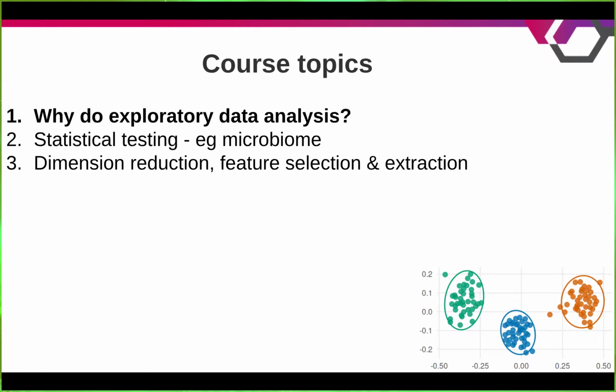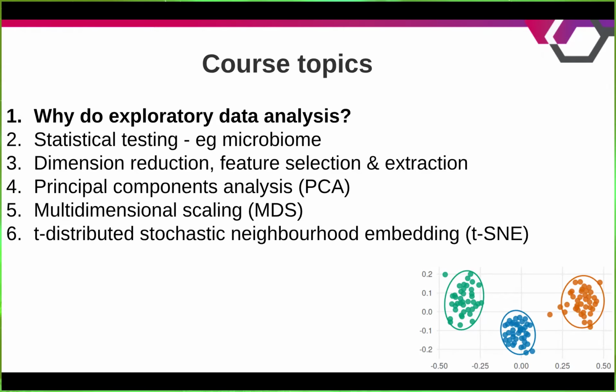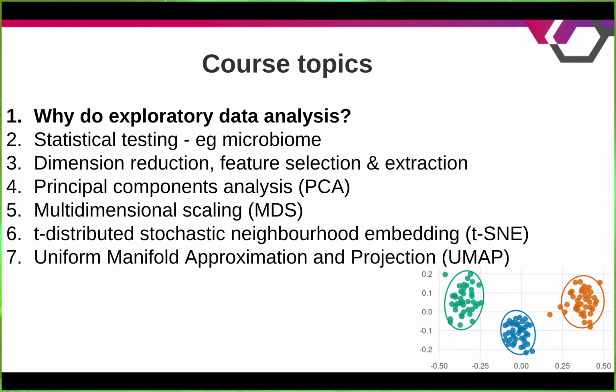That will then give us a basis to consider dimension reduction, feature extraction, and feature selection approaches to such biological data sets. And then we can think about how we can apply certain methods in that area, such as principal components analysis, which is probably the primary one that's most widely used. Another complementary one is multidimensional scaling. In that vein, we'll also look at two other methods that are widely used, often used in biology, often misused as well: T-distributed stochastic neighborhood embedding, also known as TSNE, and UMAP, uniform manifold approximation and projection.